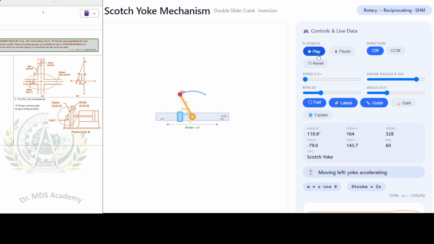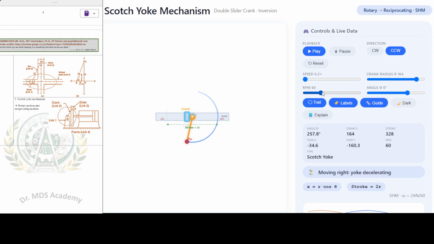See here, a rotation is taking place and this is the slider, which is moving to and fro. So rotary motion is converted into reciprocating SHM motion. You can also change the direction to counterclockwise.